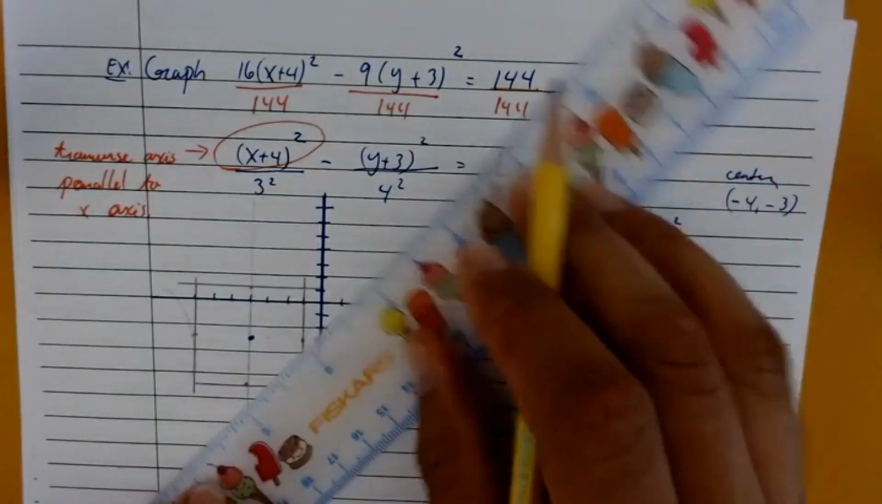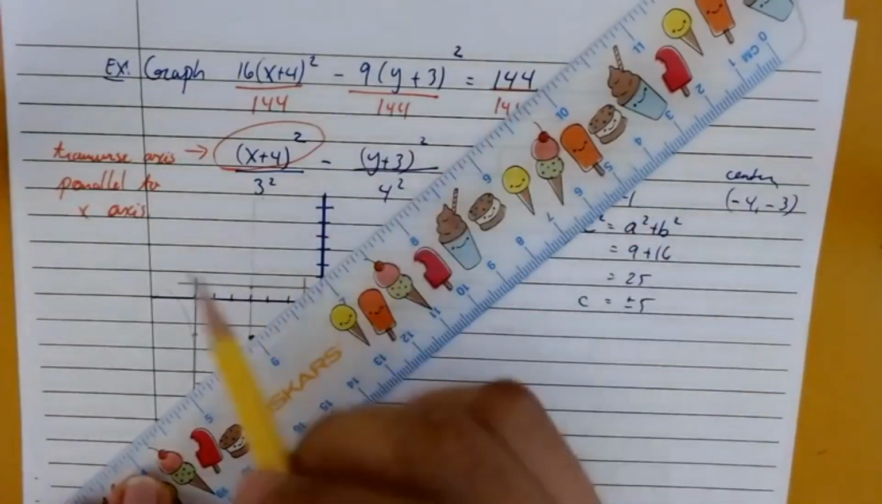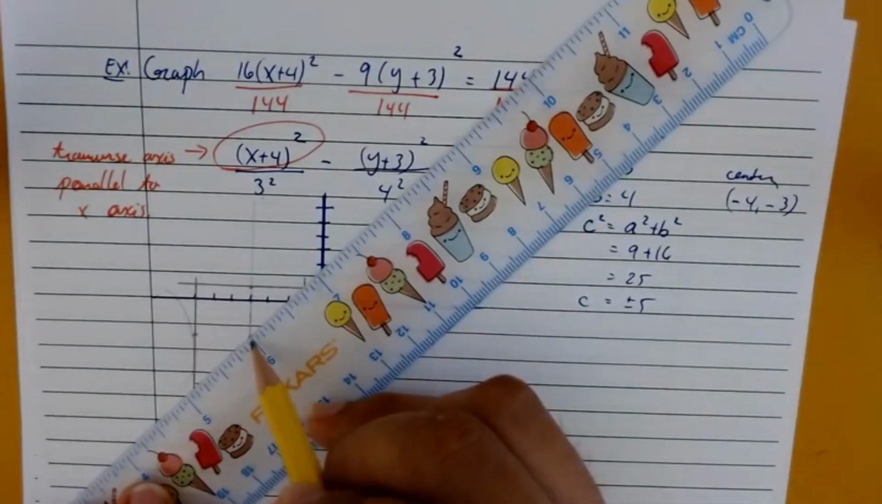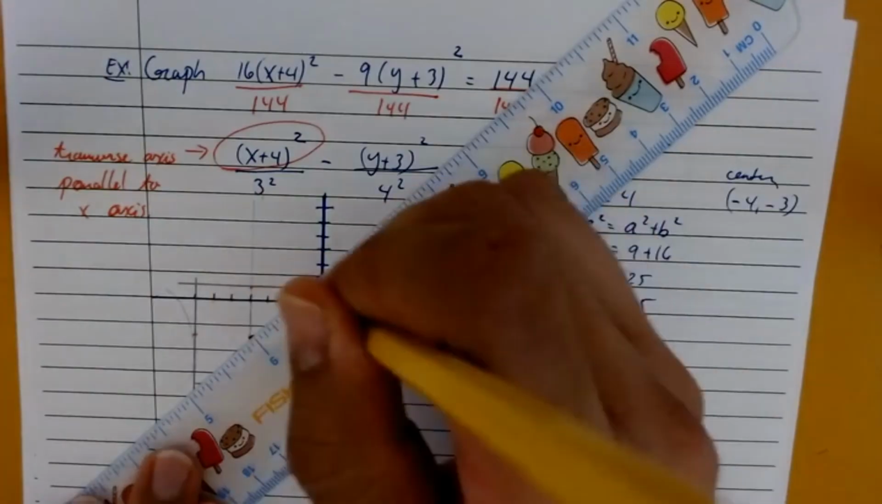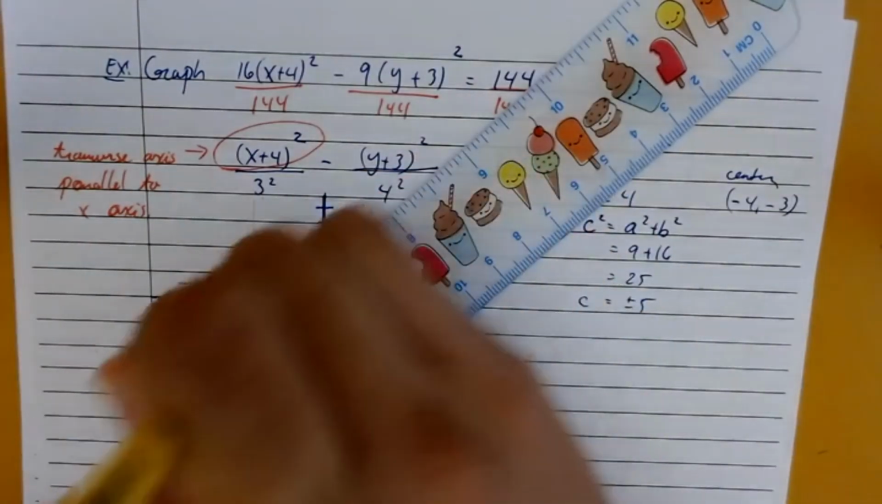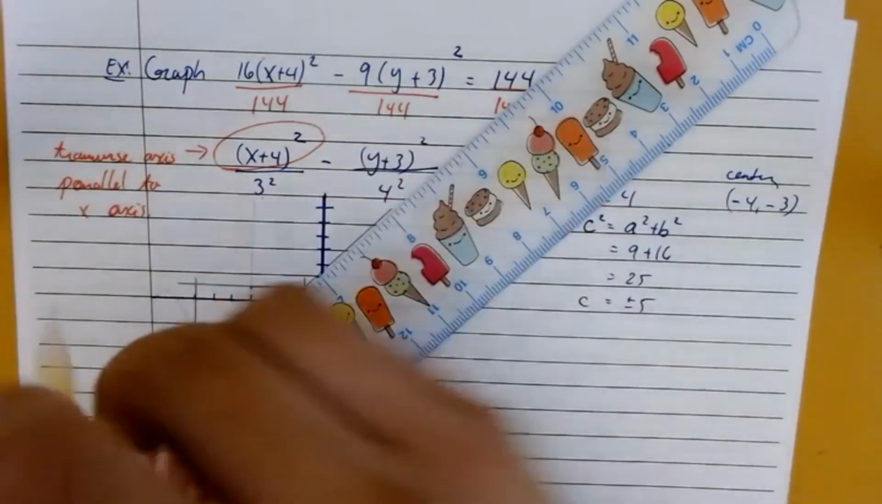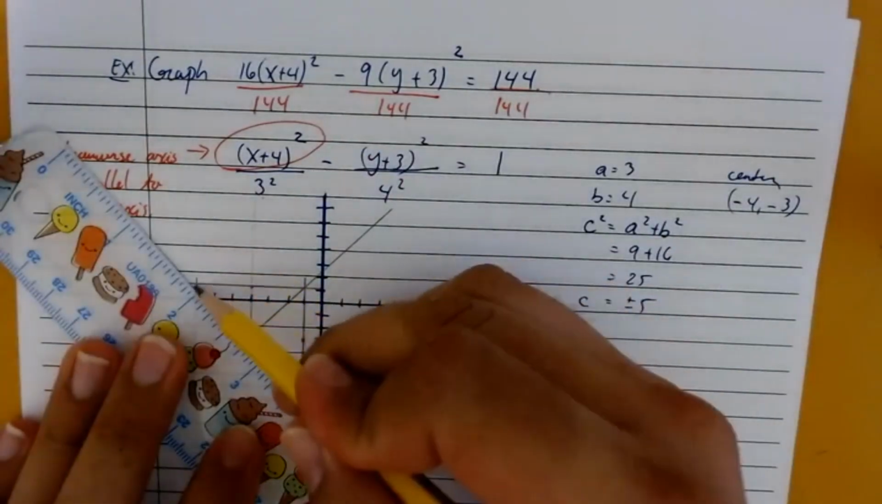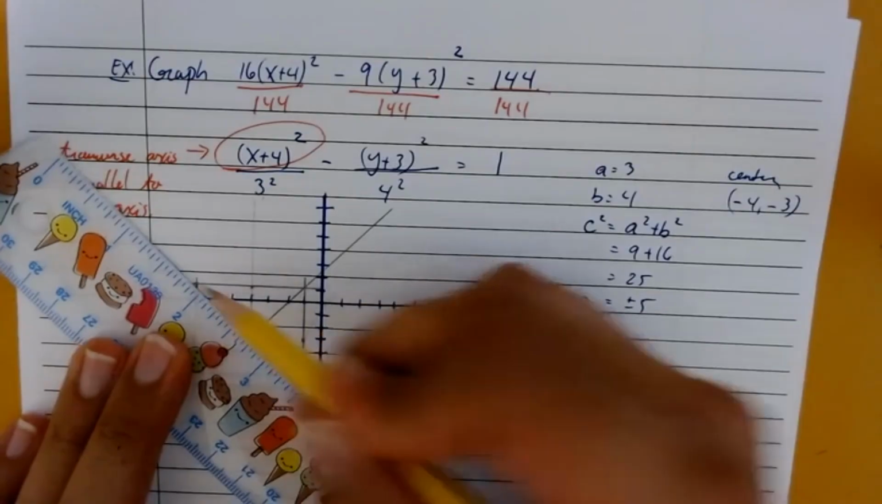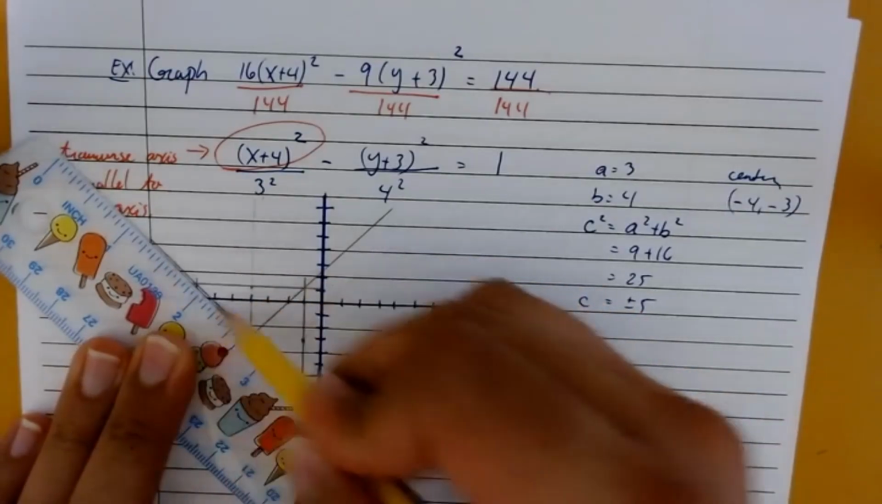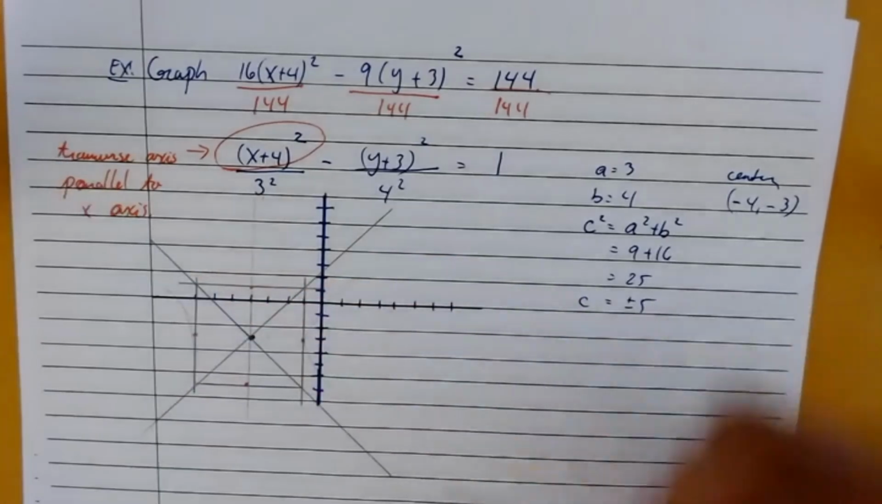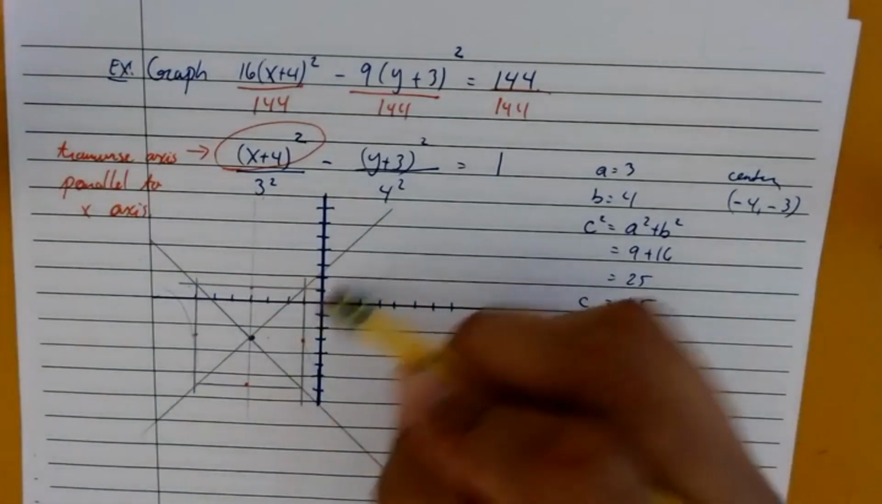Connect the corners of your box. They're going to go through your center. You don't have to make them go through your center. They will, always. They will go through your center. And the opposite corners here will also, again, you don't have to try to make them go through your center. They will. They'll go through your center. And those are your asymptotes.